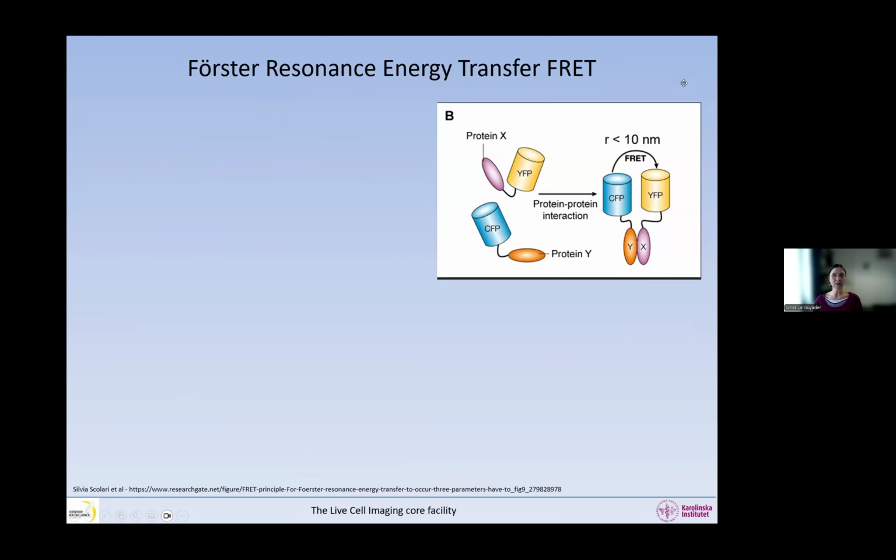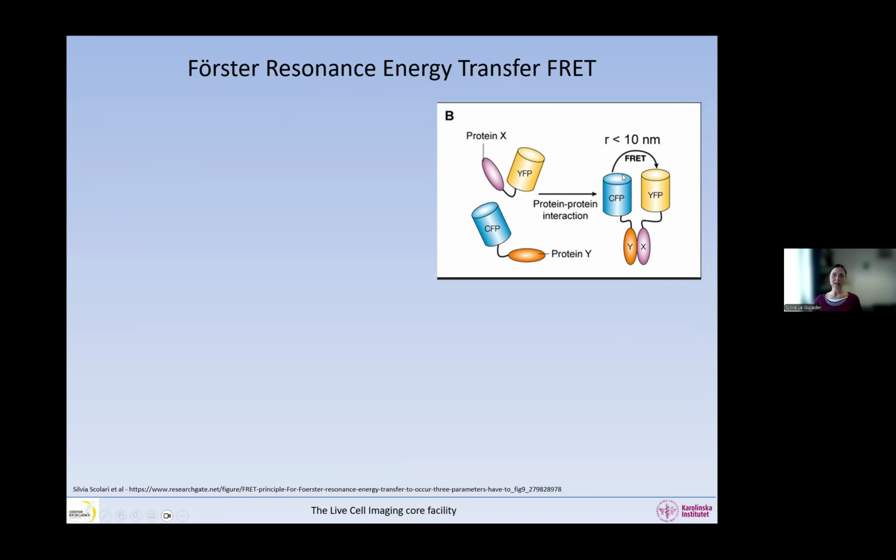Another thing that we can use with fluorescent proteins, which is very useful, is Förster resonance energy transfer, or FRET, which is sometimes wrongly called fluorescence resonance energy transfer. This is wrong because this is not fluorescence. It's not a fluorescence transfer, it's an energy transfer. What we have here is a fluorophore and a second fluorophore, and each of them is attached to a protein. When these two proteins come close to each other, the two fluorophores come together.